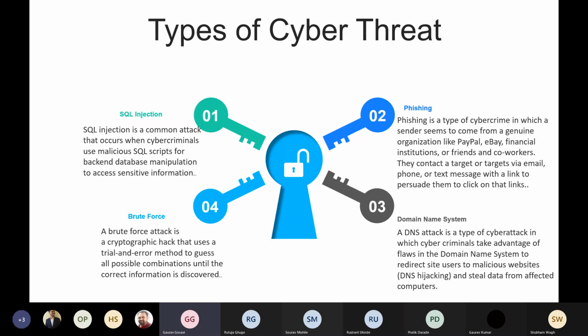And the fourth type is DNS. A DNS attack is a type of cyber attack in which cyber criminals take advantage of flaws in the domain name system to redirect cyber users to a malicious website and steal data from the affected computer. It is a severe cybersecurity risk because the DNS system is an essential element of the internet infrastructure. So these are the four types of attack we provide.